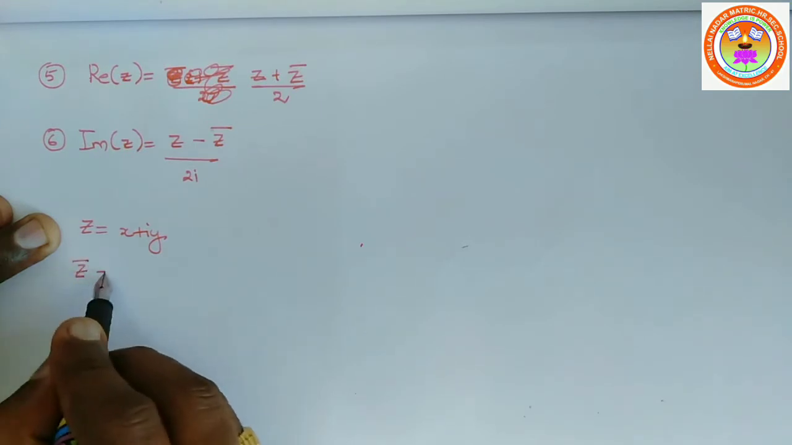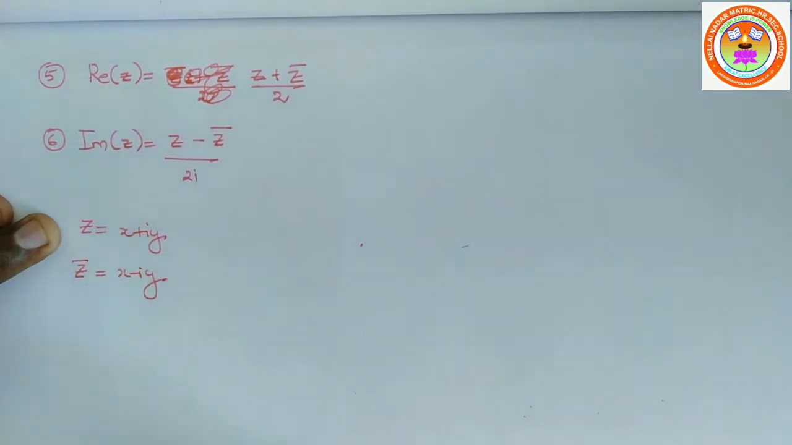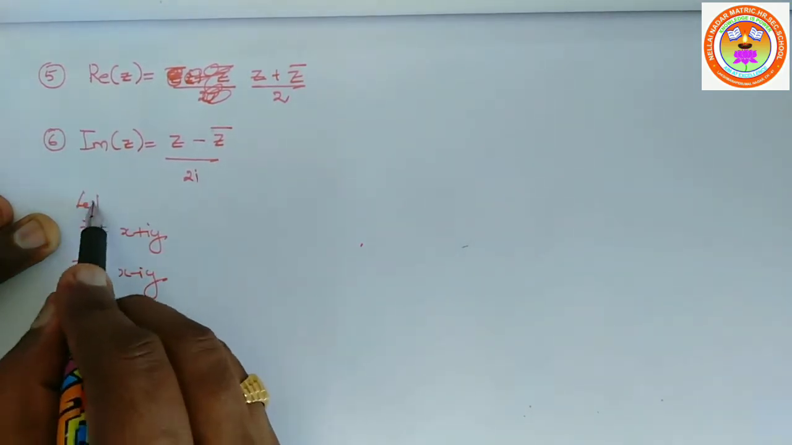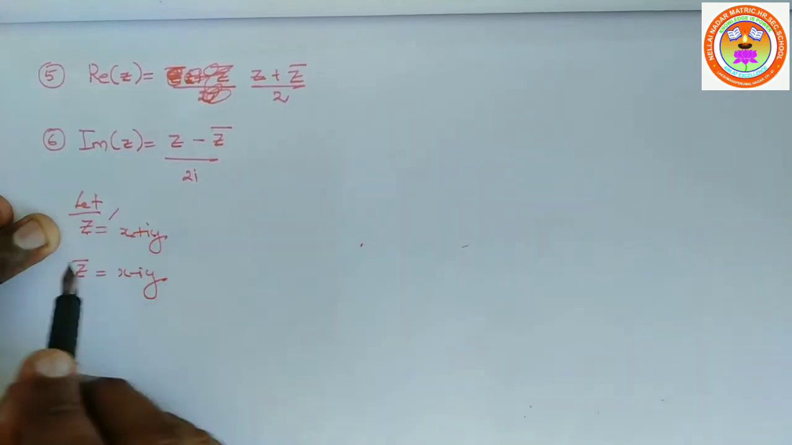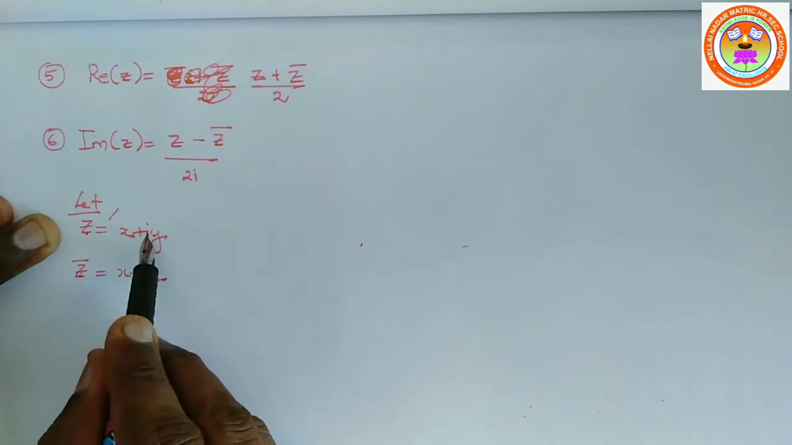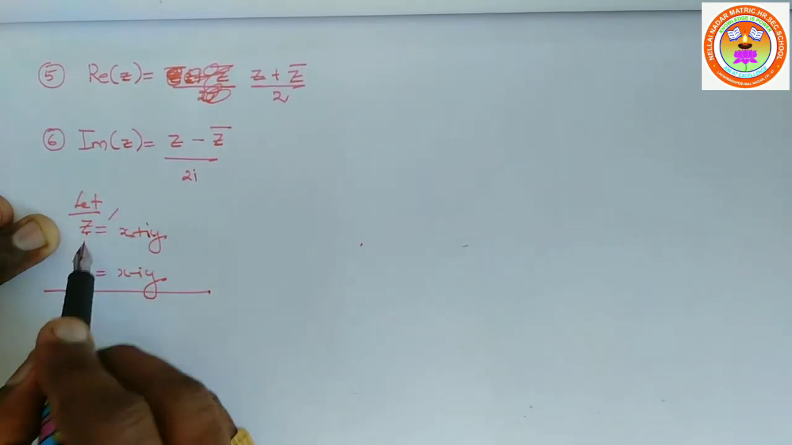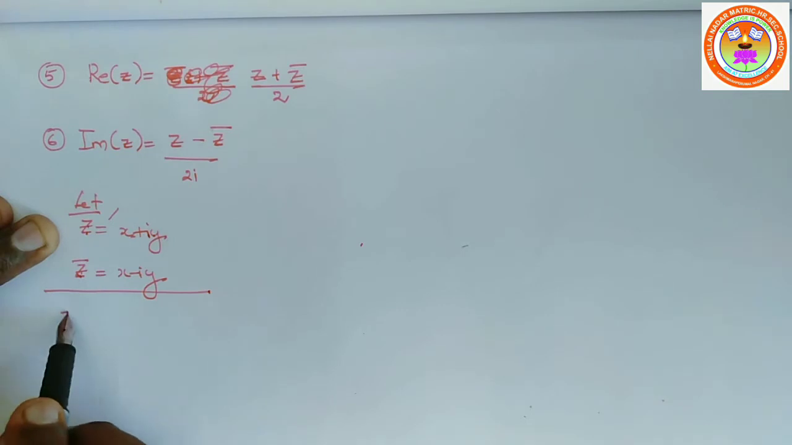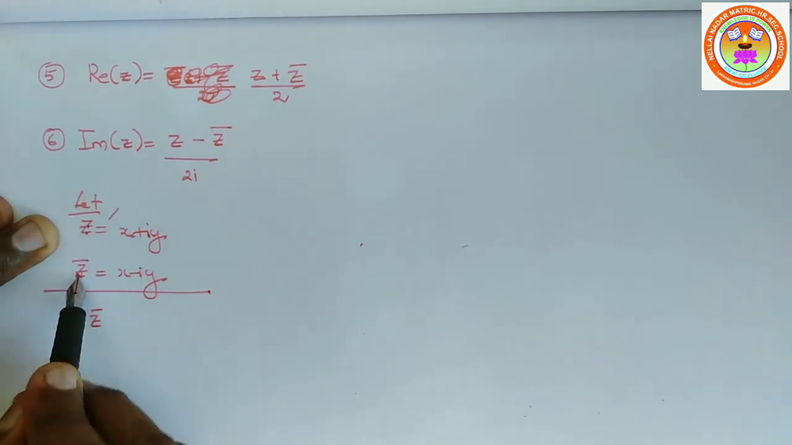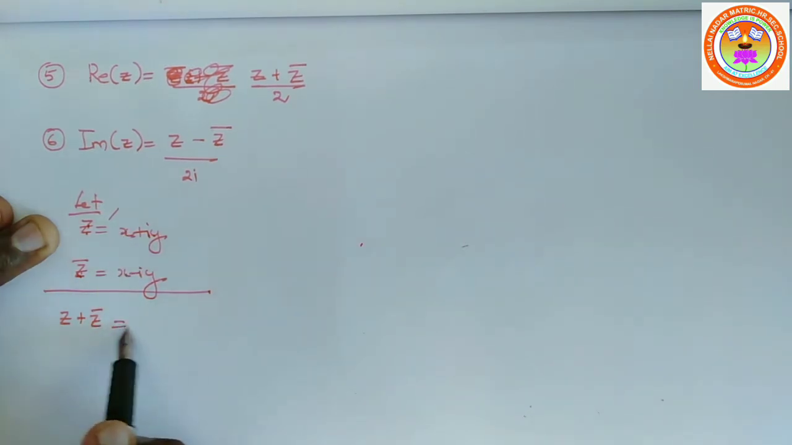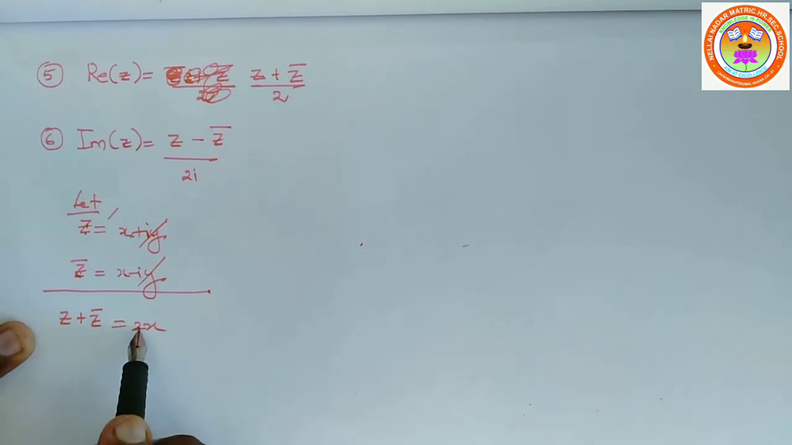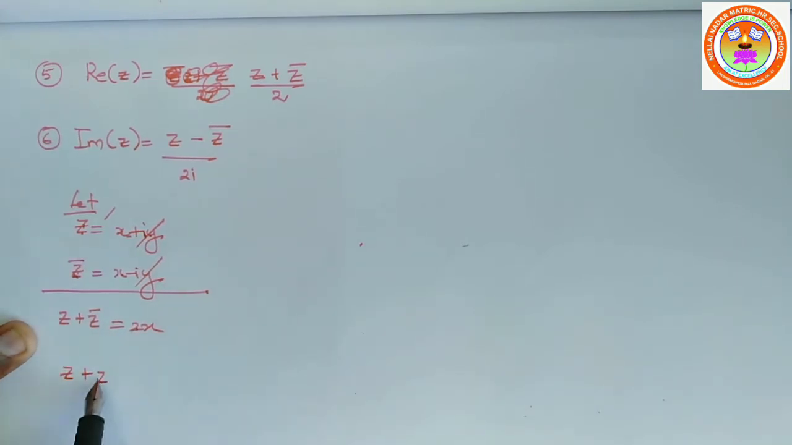What will be z bar? x minus iy. Let z is equal to x plus iy. Z bar, the conjugate of z, is x minus iy. So first I will add z plus z bar: x plus x is 2x, and plus iy minus iy cancel. So bring down 2 here: z plus z bar divided by 2, and x remains.